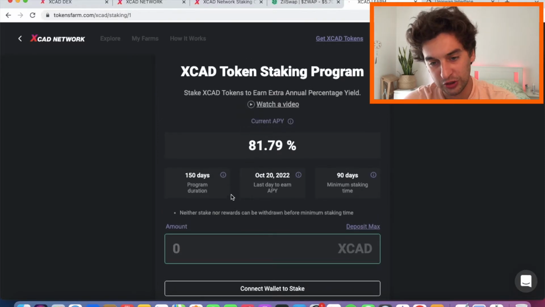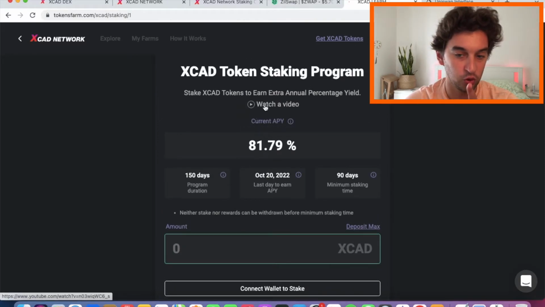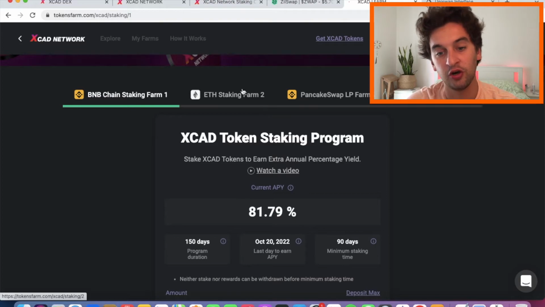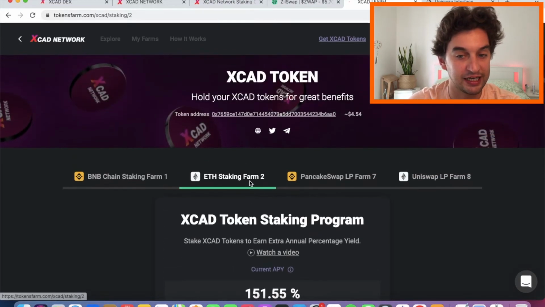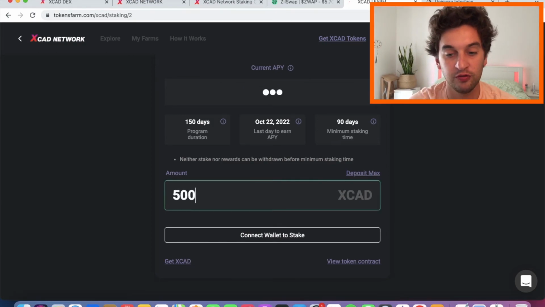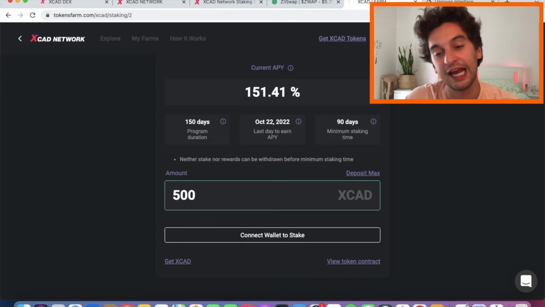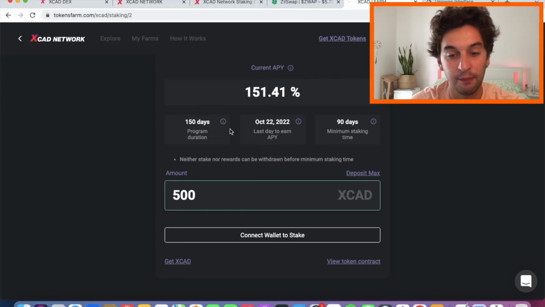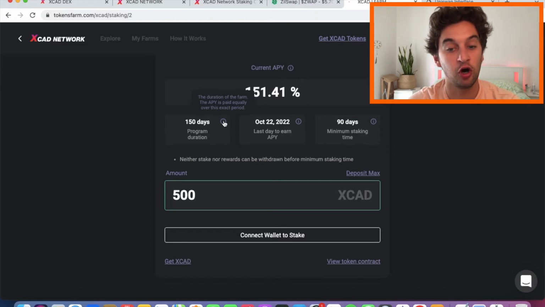Now, also this one does look very interesting. You're able to go and watch a video over here. Then we got the Ethereum staking farm as well, which gives you 151% APR. Also here, if we put 500 like the example before, we still get 151.41%. The program duration is 150 days, which is the duration of this farm.